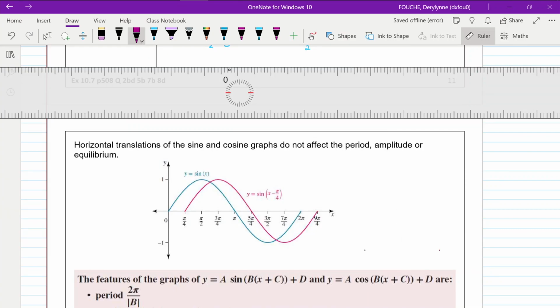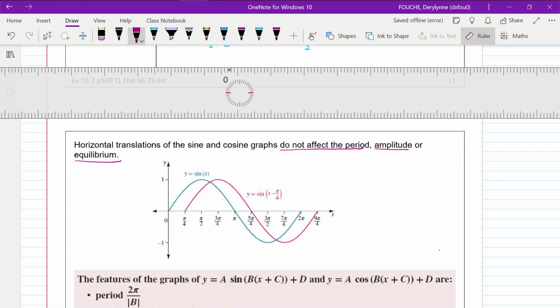We're now going to work with horizontal shifts and graphing of periodic functions. Horizontal shifts or horizontal translations are also called phase shifts. Something really important that I've found to be the most effective way of graphing horizontal translations is that these horizontal translations don't affect the period, the amplitude, or our equilibrium or mean position.